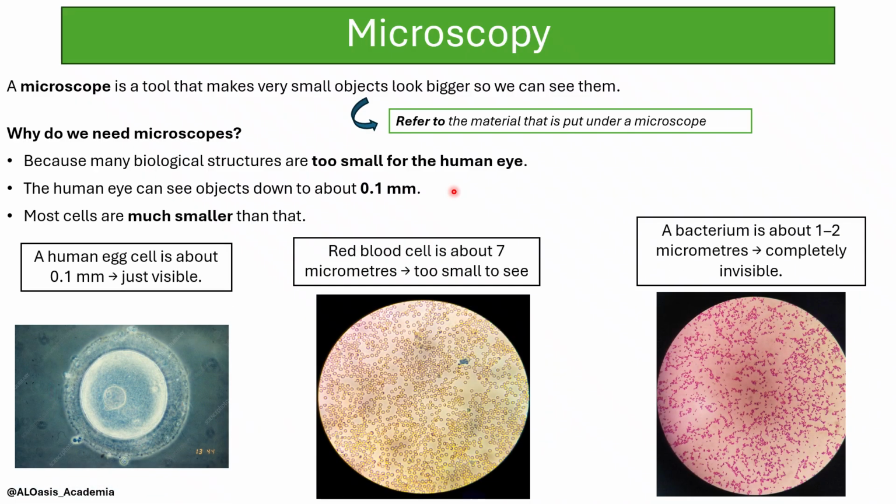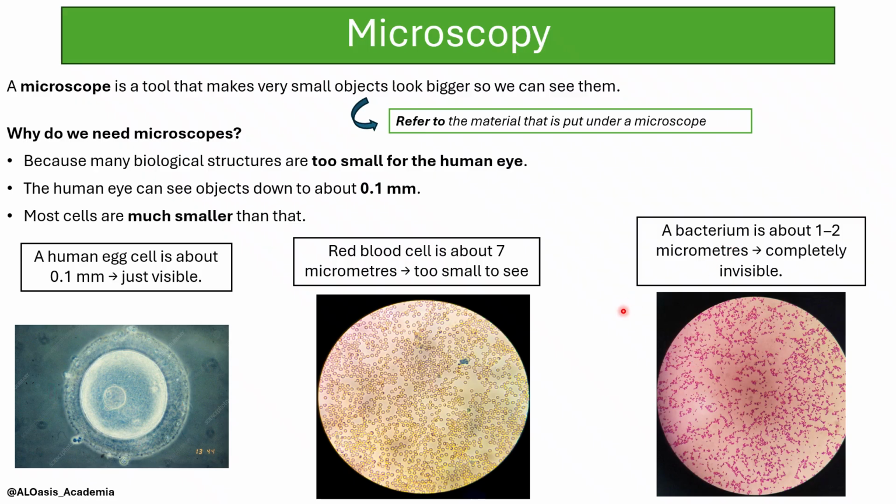Here are a few examples to understand how different cells have different sizes. The first one is a human egg cell. It's about 1.1 millimeters, so it's just visible to the naked eye, and it is very clear under the microscope, as we can see. However, red blood cells are 7 micrometers, so they are quite small. And as we can see under the microscope, we see very small circles, and we cannot see anything inside them. So they are not very visible.